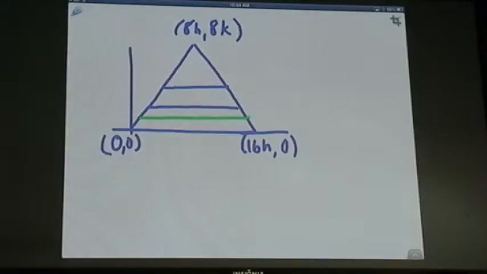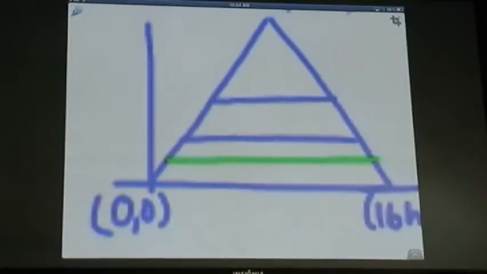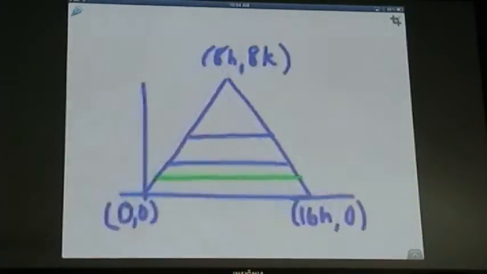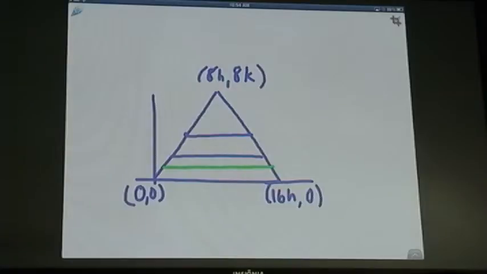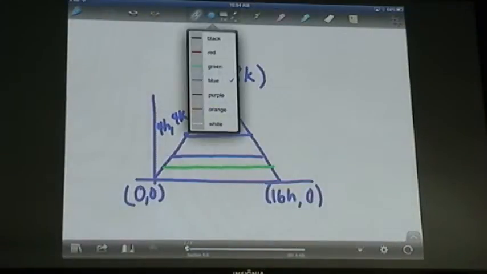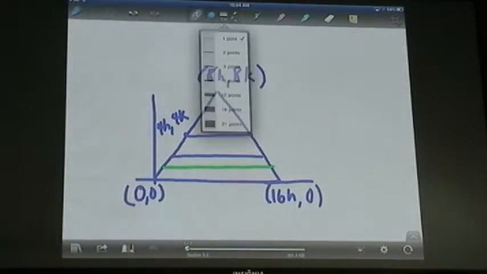Now remember, to find your midpoints, you need to add up your coordinates and then divide by 2. So this coordinate right here would be 8h plus 0 over 2. So that would make it 4h over 8k plus 0 over 2, which would make it 4k. I have to make this one point in order to fit.